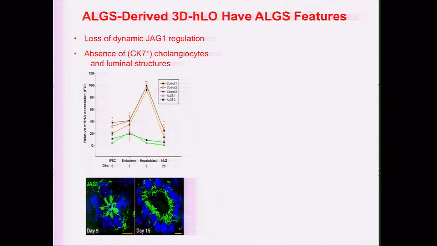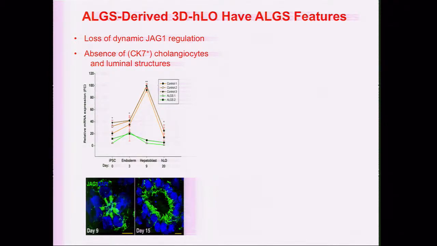So can we actually learn something from this about the disease? With Alagille, you can't go in and serially biopsy and study it, but with 3D LOs, you can. So what he did was to take RNA from the various stages, endoderm, foregut, hepatoblast, and then finally when you get the differentiated organoids, and we've looked at a lot of different mRNAs, but the key one is JAG1.